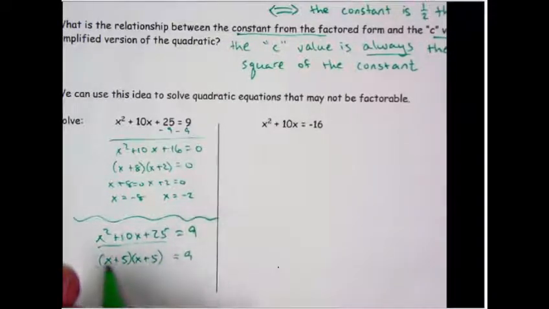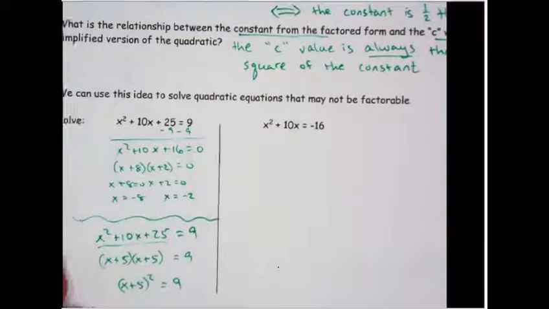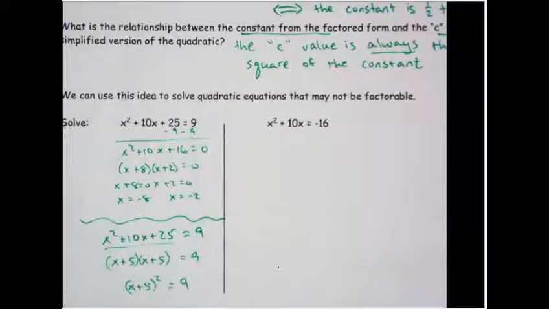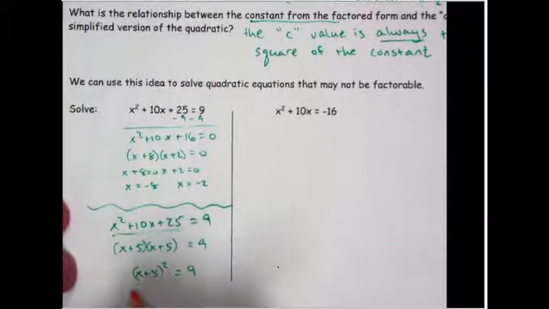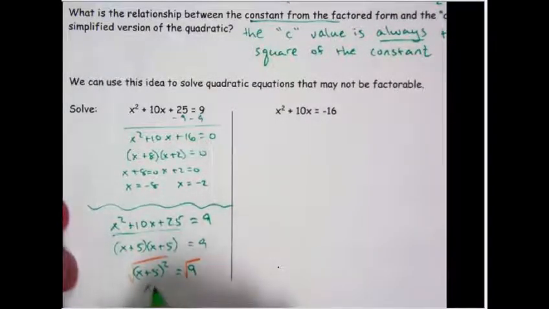And another way to write this is x plus 5 squared. Okay, now, based on what we've done in class the past couple of days, you should know that we can solve this just by doing the square root. So if I were to take the square root of both sides, I would get x plus 5 equals positive and negative 3.